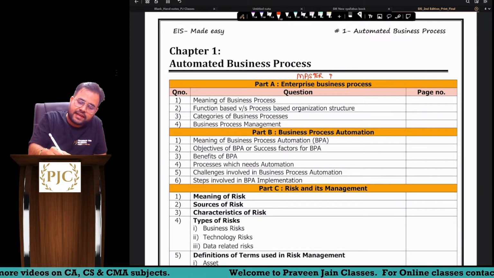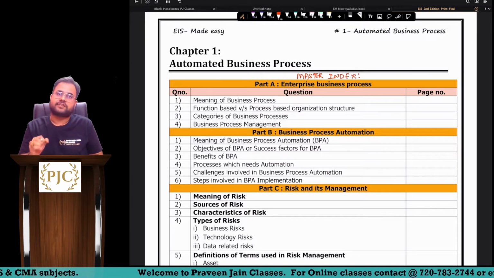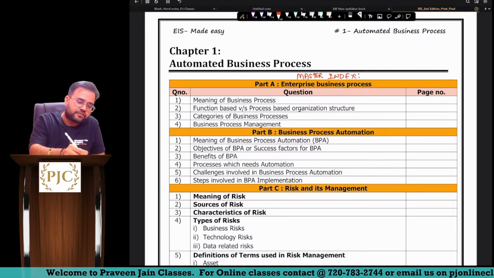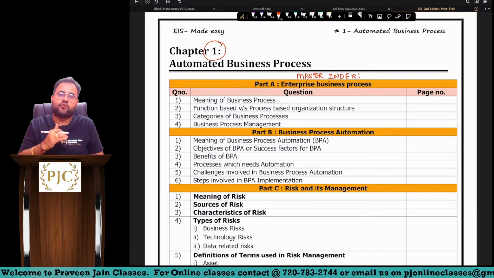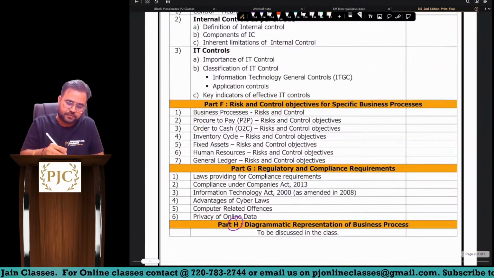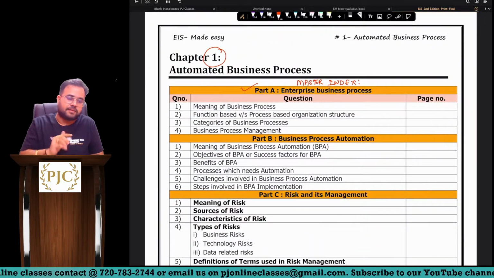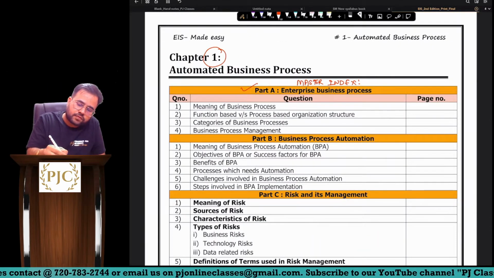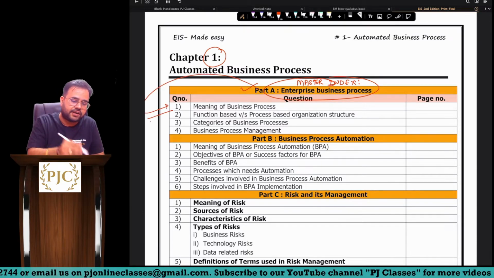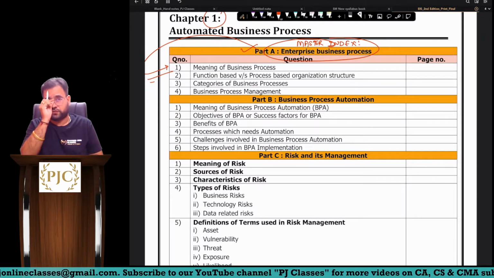The master index provides you a bird's eye view of all the topics which you will be studying in the particular chapter. Chapter 1 I have divided into various parts. You can say part A, B, C, likewise up to H. Each part has further subparts. You can see E, enterprise business process. In that we are studying 4 different questions. Then we have business process automation. In that we have 6 questions.